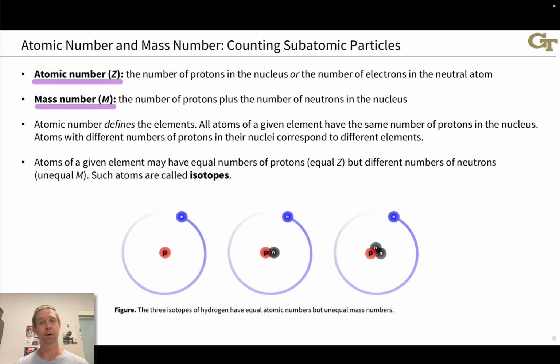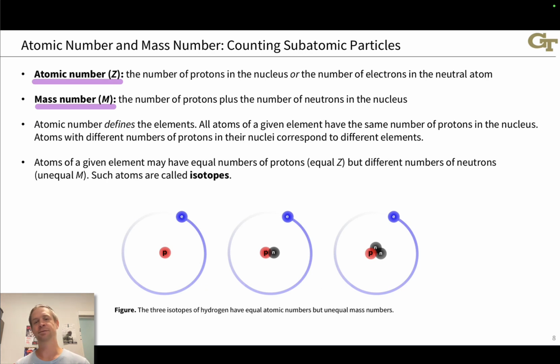And I just made this point, but to hit it again, atomic number defines the elements. So if you have two atoms that both have 6 protons, those two atoms belong to the same element, and two atoms with different numbers of protons belong to different elements. Atomic number defines the elements, and this is why it has the name atomic number. However, it is possible for two atoms of an element with the same atomic number to have different mass numbers due to different numbers of neutrons in the nucleus.